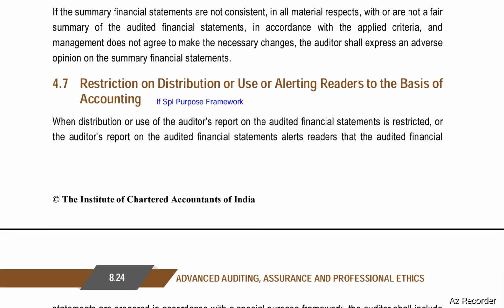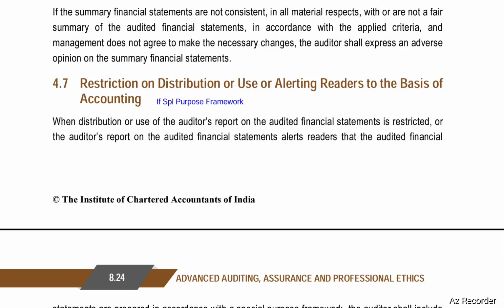If the summary financial statements are not consistent in all material respects with, or not a fair summary of, the audited financial statements in accordance with the applied criteria, and management does not agree to make the necessary changes, the auditor shall express an adverse opinion on the summary financial statements. Next, restriction on distribution or use, or alerting users to the basis of accounting.